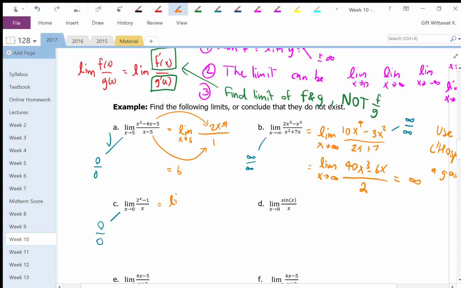So that's going to be the limit of the derivative of 2 to the x, that's 2 to the x log of 2, over the derivative of x, which is 1. Now I can plug in x equal to 0, and 2 to the 0 is 1, so that's actually log of 2. So that's not too bad. Let me try the next one.